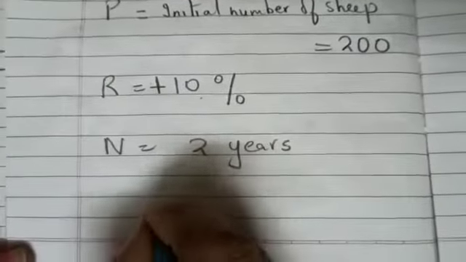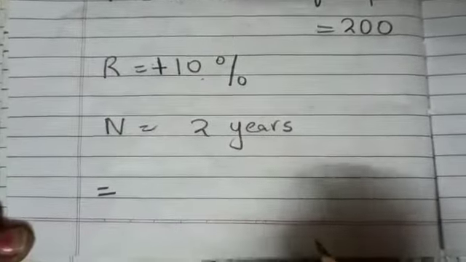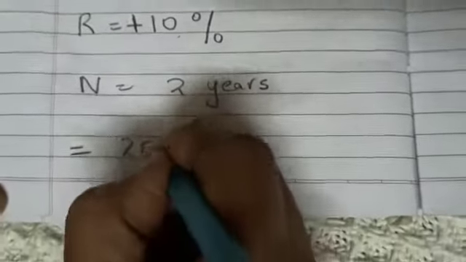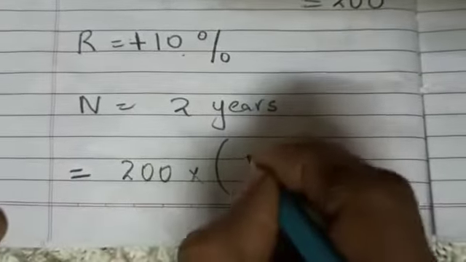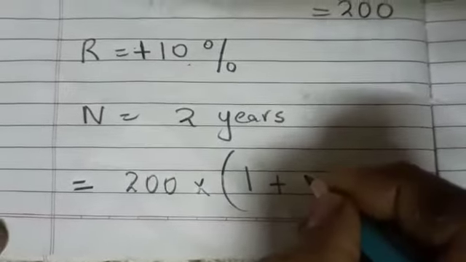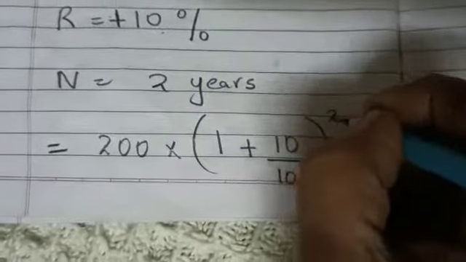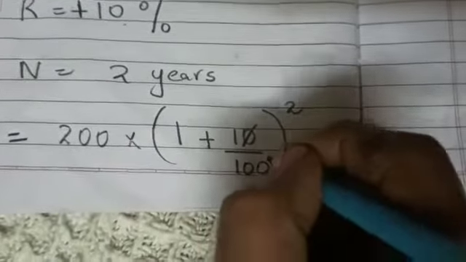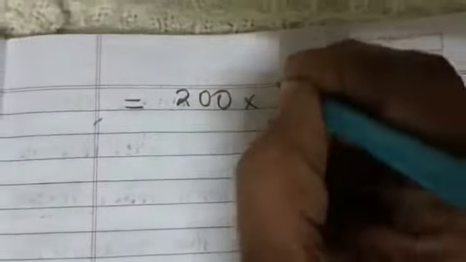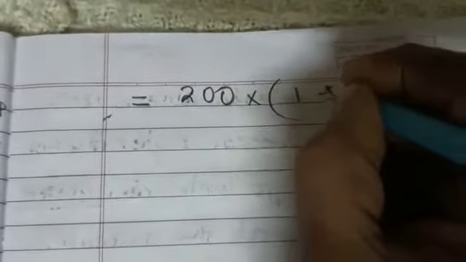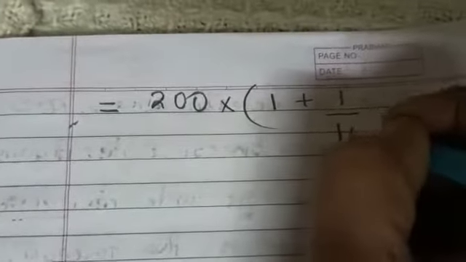Now substituting it in the formula, A is equal to P. P is 200 into 1 plus 10 upon 100, the whole raised to the power of 2. Now boys, we can cut the zeros over here. So we'll get A is equal to 200 into 1 plus 1 upon 10, raised to the power of 2.